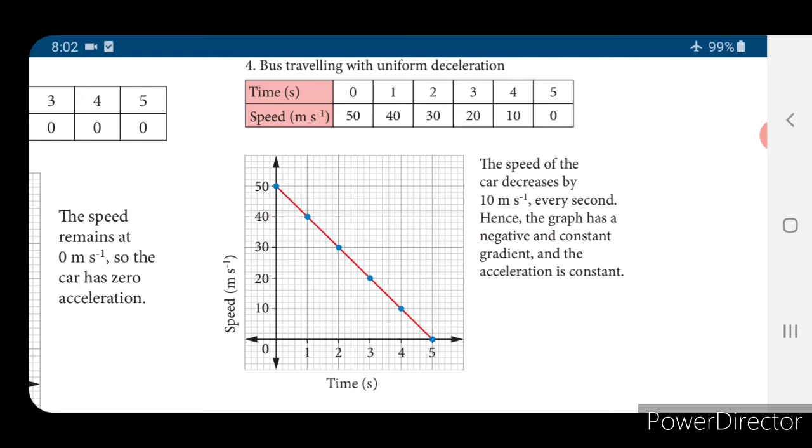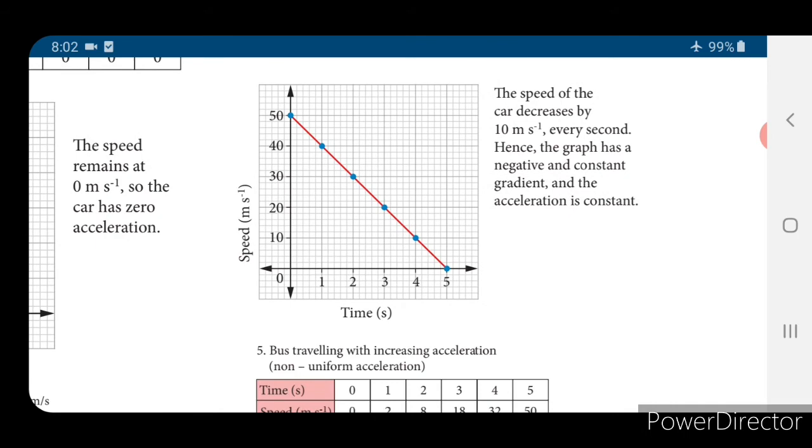Understood, children? Deceleration means decreasing the speed. When you are going to stop the bus near the signal, suddenly you can't stop. You have to decelerate. So that is given here. The speed of the car decreases by 10 meter per second every second. Hence the graph has a negative and constant gradient, and the acceleration is also constant.